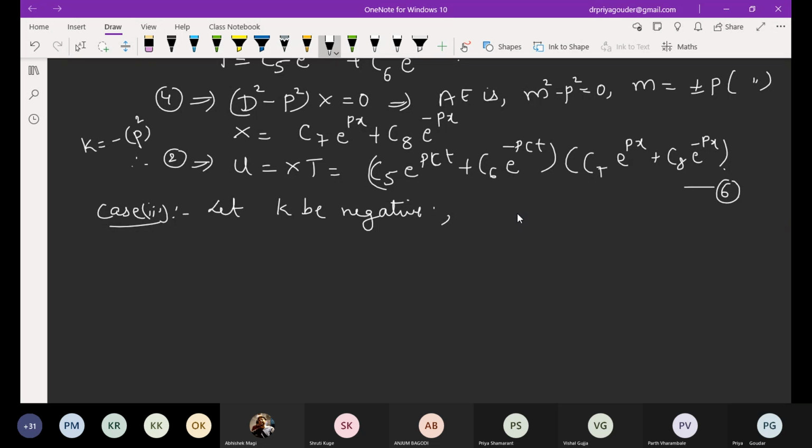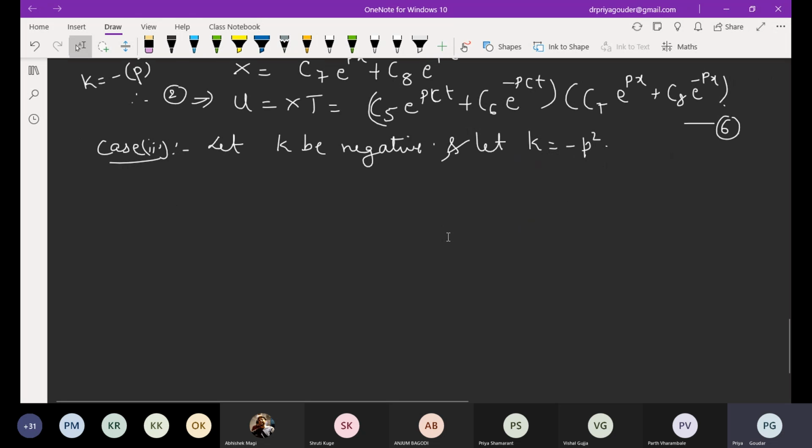Yes, we can. Only thing, note that this is not minus P the whole square. If it is minus P the whole square, it becomes positive again, and then there is no case of it being negative. So take K as minus P square. P is positive, but if you attach a minus to that P square, it still becomes a negative number. Again, I am not taking P as an integer. It may be anything.